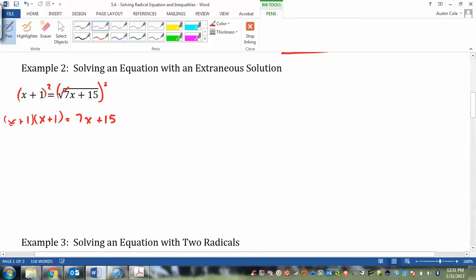So when I FOIL, I'm going to get x times x, which is x squared. x times 1 is 1x. 1 times x is 1x, so that's 2x, plus 1, and that's going to equal 7x plus 15. Now, anytime you have x's and x squareds, what do we need to do? Autumn? Any ideas?